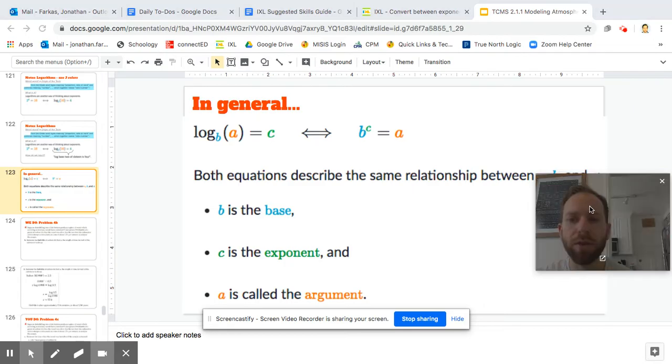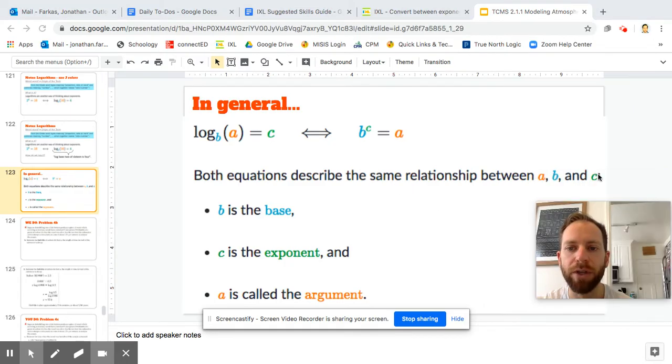So this is written in exponential form, whereas this one is written in logarithmic form. Both equations describe the same relationship between a, b, and c, where b is the base, c is the exponent, and a is called the argument. Instead of saying something to the power of something equals whatever the answer might be, you're saying this to the power of what equals a. So it's solving for the exponent. C is the exponent. So let's do a couple of examples together on IXL.